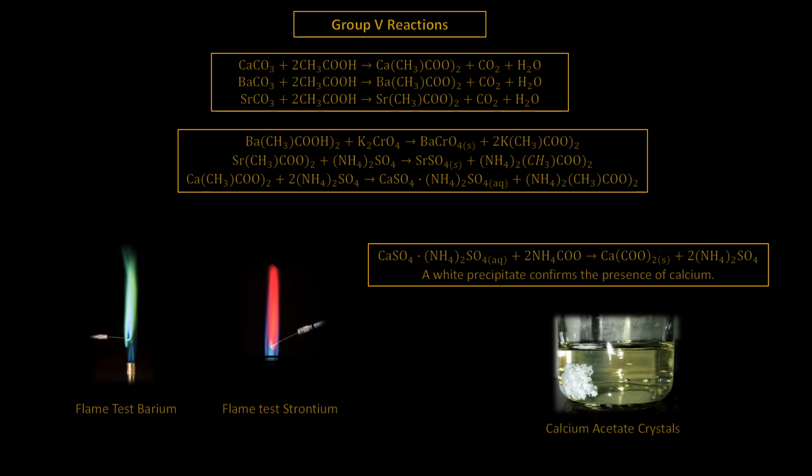The calcium acetate is soluble in ammonium sulfate solution, as it complexes into calcium ammonium sulfate. The addition of ammonium oxalate to the solution may produce a calcium oxalate precipitate. A white precipitate confirms the presence of calcium.